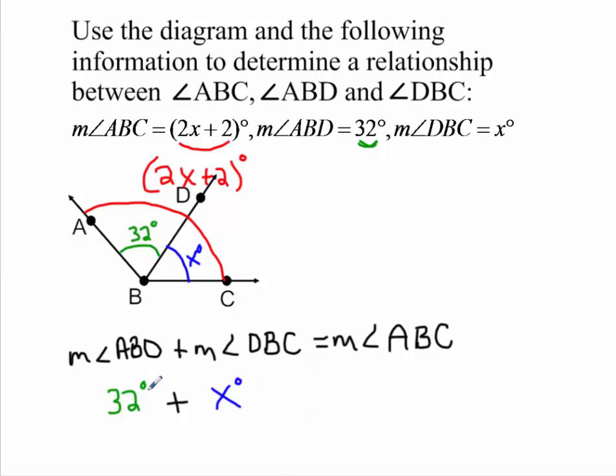And then we know when we add these two measures together, it should equal the measure of angle ABC. Angle ABC, well, the measure of this angle is represented by 2x plus 2. That was the measure of this entire angle. So I can substitute that value in: 2x plus 2 degrees. So this would be the relationship that I can use. And if I wanted to go ahead and solve for x, I would just use the algebraic properties and solve the equation for x.